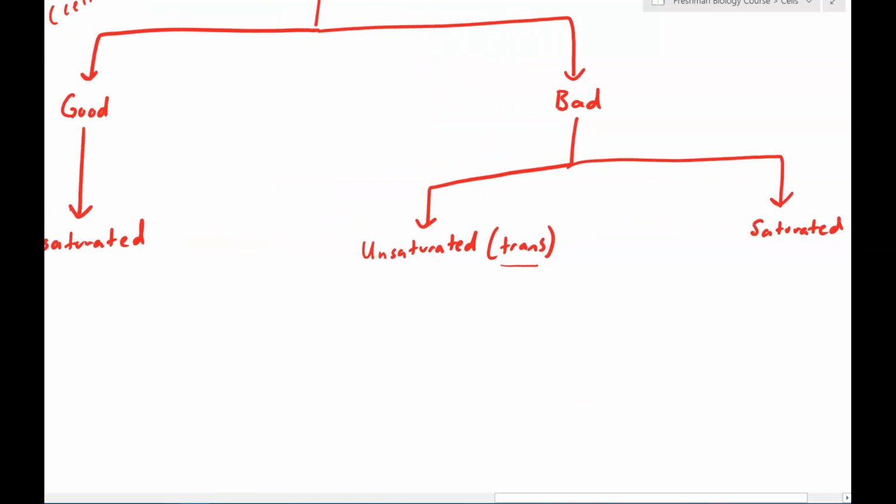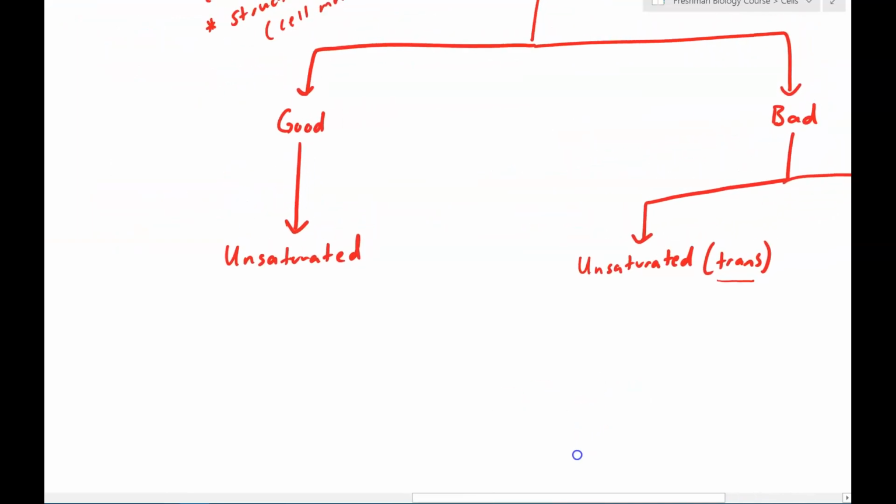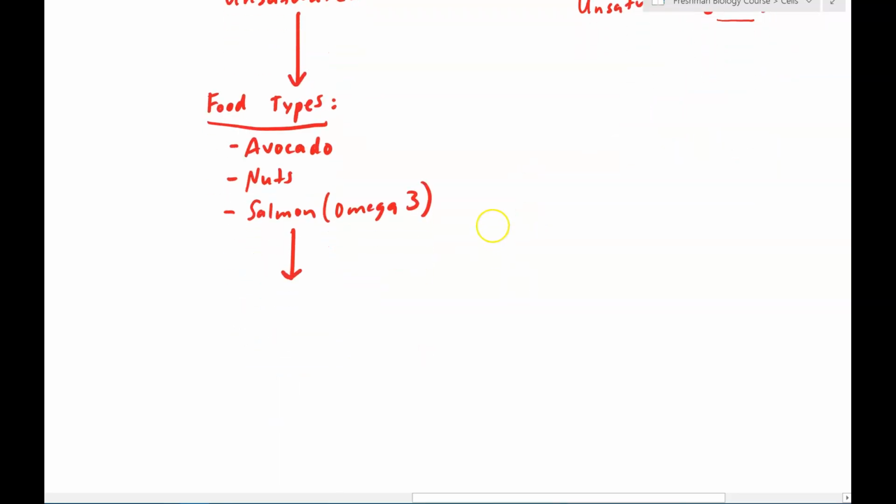For each one of these groups, we're going to talk about some basic food types that fit into these categories, and we're going to talk about chemically how they are composed, chemically how they are made up. So let's start with the good ones over here and the good unsaturated fats. All right, so for our food types here, we're going to see things like avocados, nuts, and salmon. These are good fats because of their chemical makeup, because of how they are made chemically. All right, so that's our next concept, is to look at the chemical makeup of these.